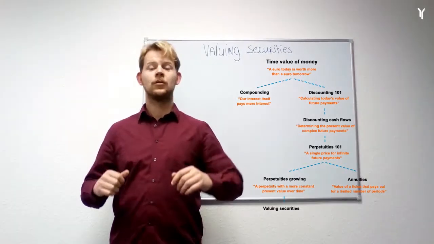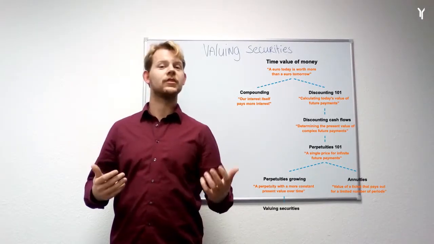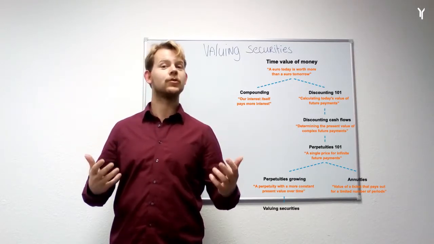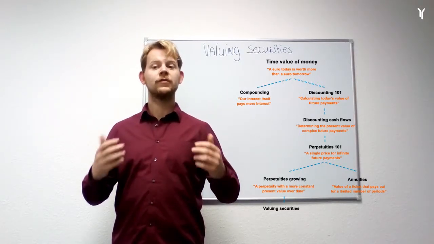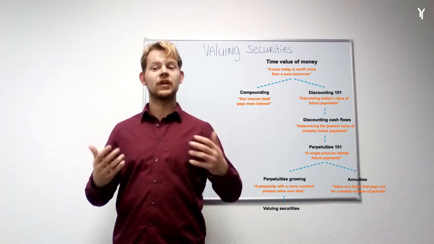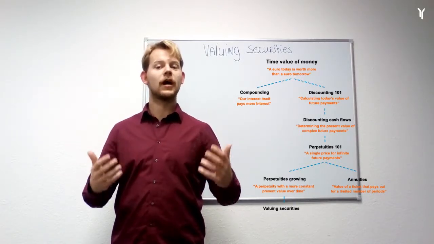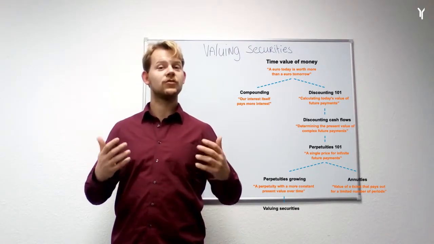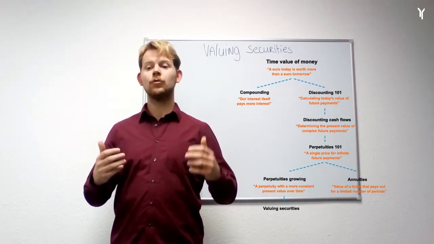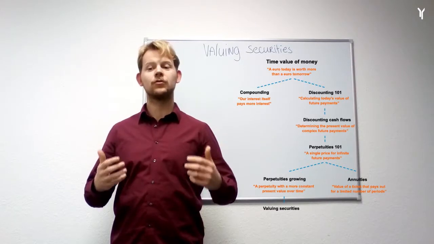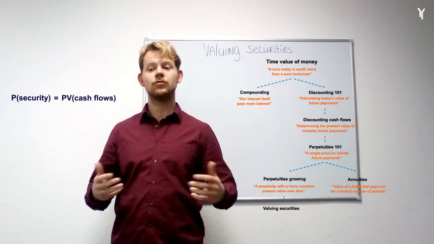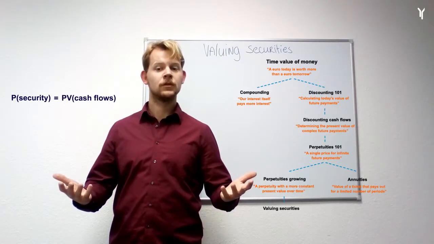So last but not least, we have derivatives, which can be considered a cousin to bonds and stocks in the security family. While derivatives are a complex mix of different types of contracts, they fundamentally rely on both stocks and bonds. And therefore they can be valued using the same tools. For all these securities, their valuation follows the same pattern. The price of any security is exactly equal to the present value of its cash flows.